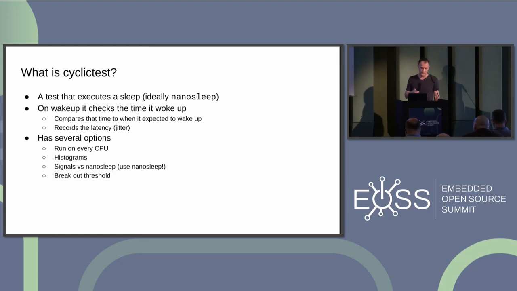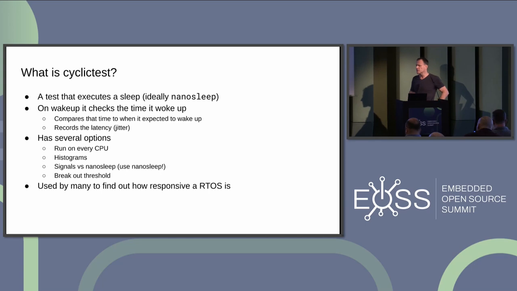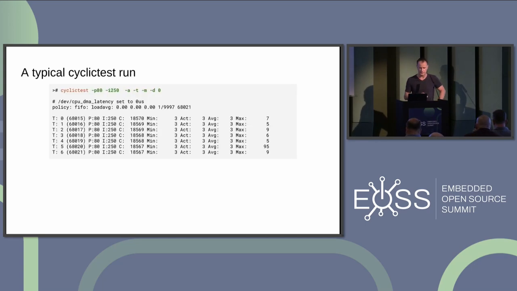It has several options and a lot of features. I always use it with just one set of options, but there's a lot that other people do. You can create histograms, run on every CPU or on separate things, whatever. You could even use signals to see how signals work. And then you can make it break on a threshold. So it is used by many people to see how responsive their real-time operating system is.